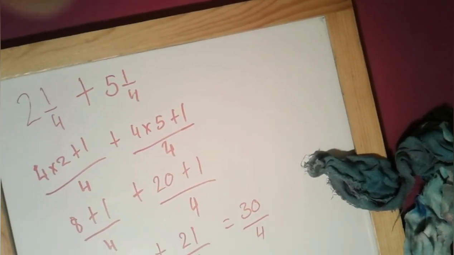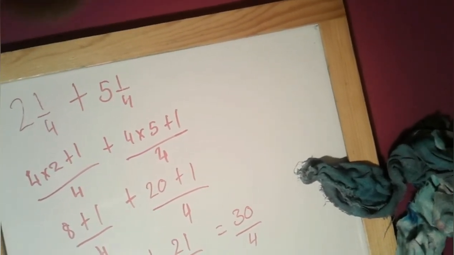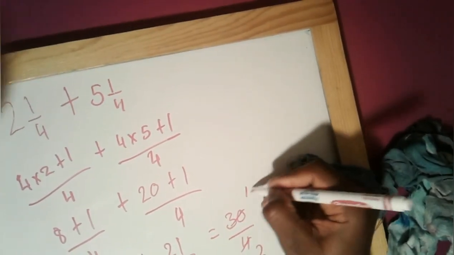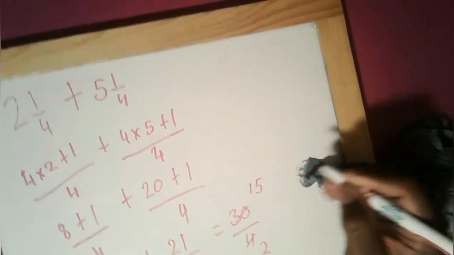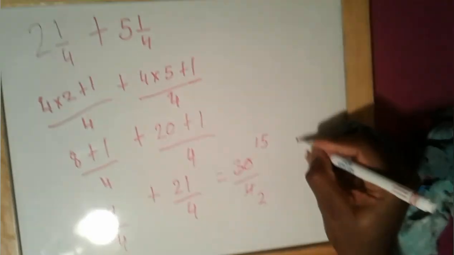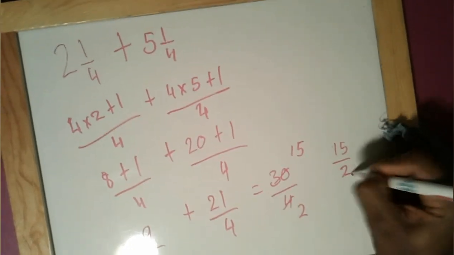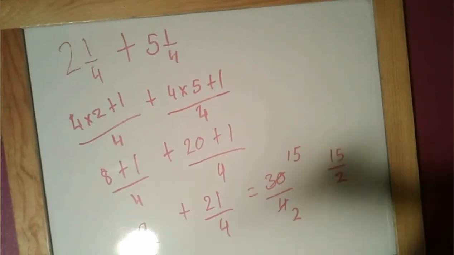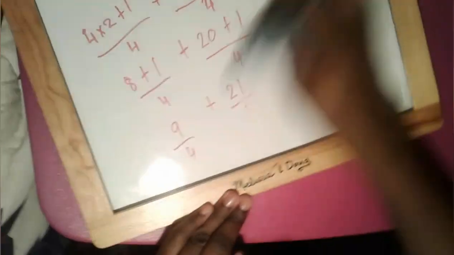So this can be divided by 2. When you divide here by 2, it will be 2, and when you divide here by 2, it will be 15. So when you reduce it, it will be 15 out of 2. So yeah, I'll talk about how to reduce in another video, but not now.